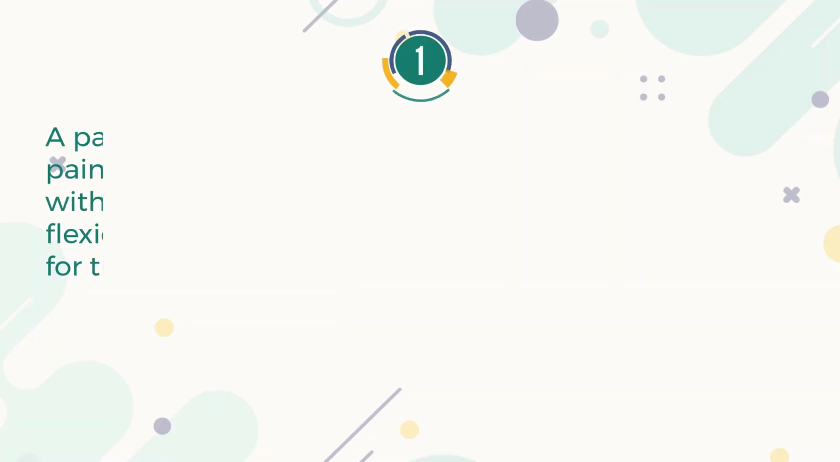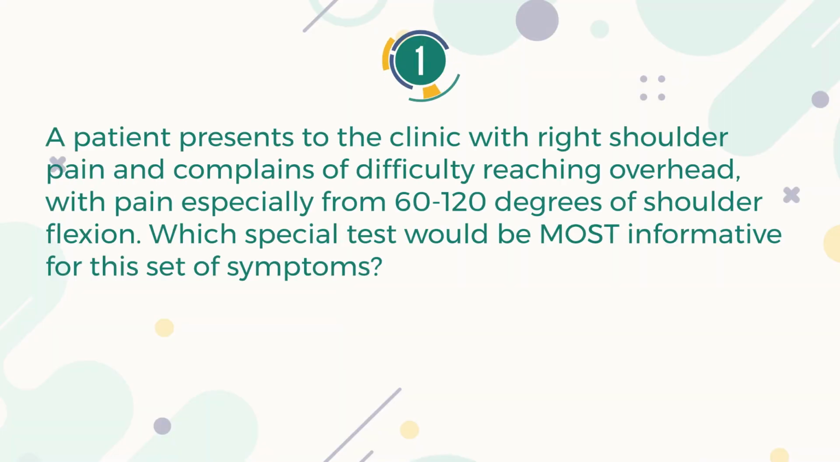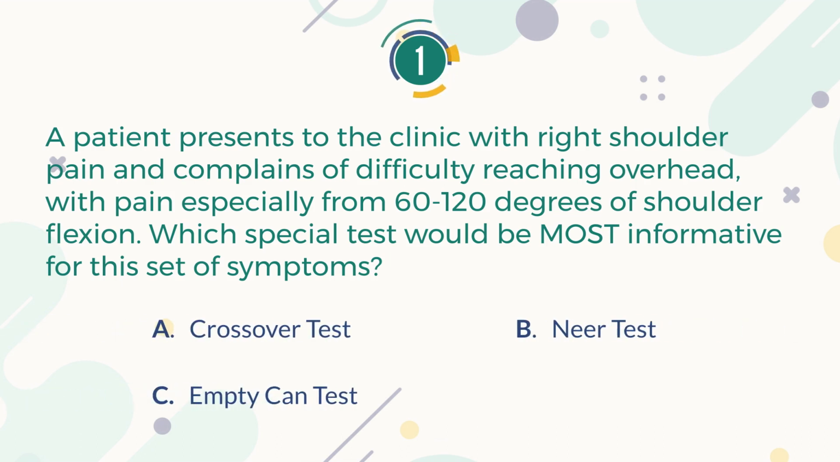Number 1. A patient presents to the clinic with right shoulder pain and complains of difficulty reaching overhead, with pain especially from 60 to 120 degrees of shoulder flexion. Which special test would be most informative for this set of symptoms? A. Crossover test. B. Near test. C. Empty can test. D. Push-off test.